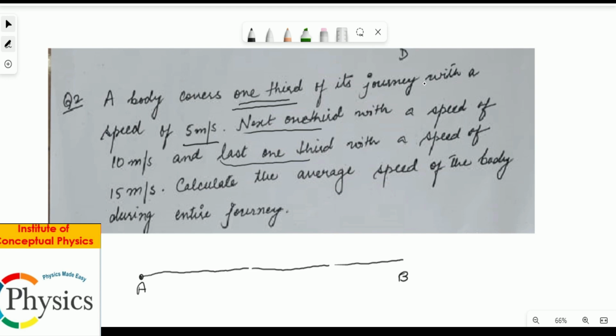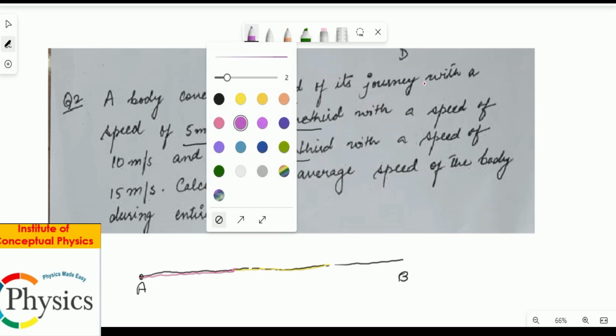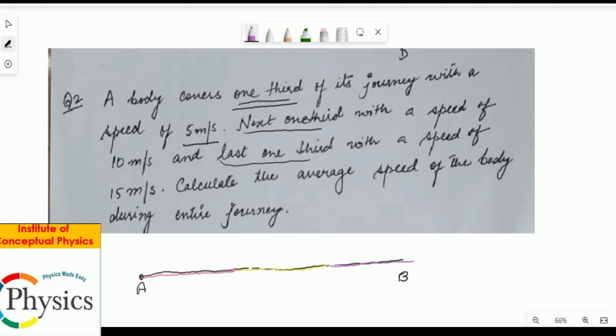Let me draw the diagram in a more understandable fashion. Let's say this is your first part and the second part is this. I am just redrawing the diagram so that it is more clear. And the third part of the journey is this, and all the lengths are equal, because it says 1/3. So let this be A and this be B. If the total length of the journey is x, then each part of the journey is x by 3, x by 3, and x by 3.